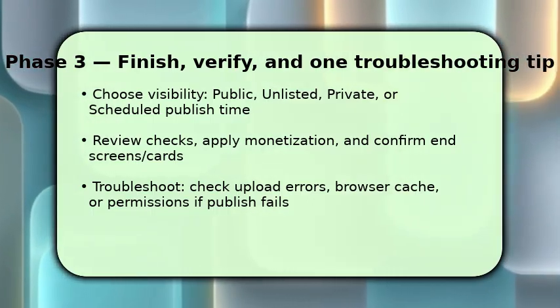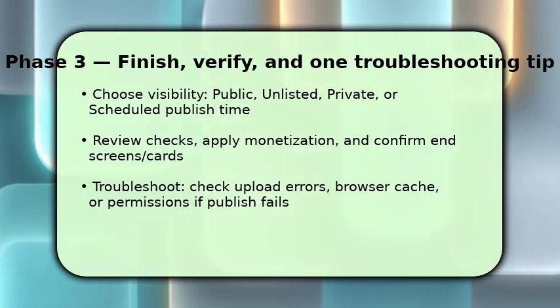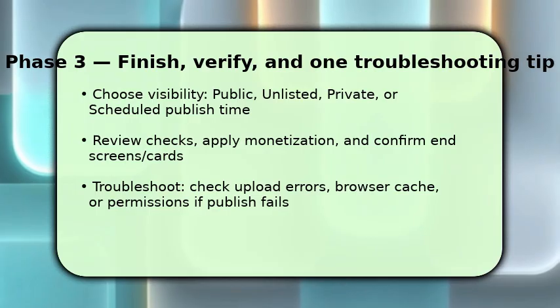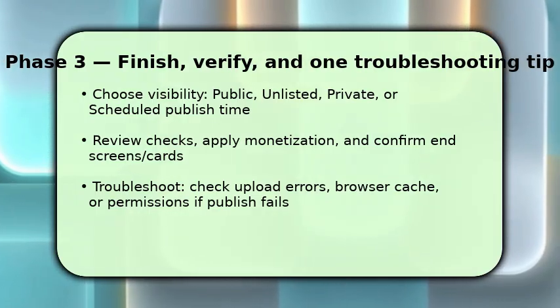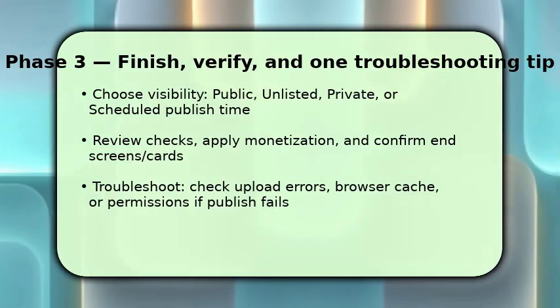If something goes wrong, for example, upload stalls or publish fails, clear Chrome cache, disable extensions, try an incognito window, and verify channel permissions. Re-upload if necessary. Contact support only after these steps fail.